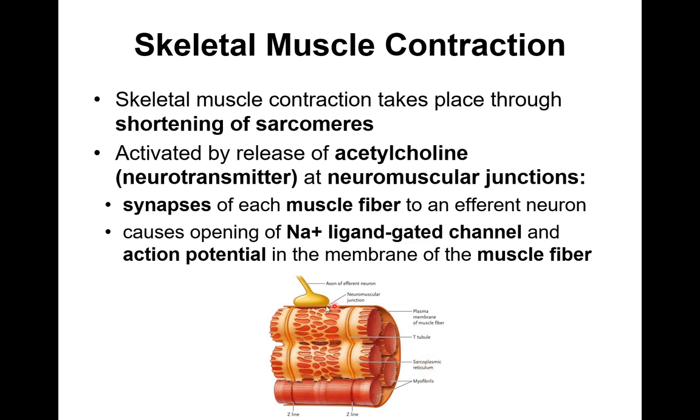Repeating things helps. The binding of acetylcholine with the sodium ligand-gated channel causes an influx of sodium inside the cellular membrane of each muscle fiber, and this causes an action potential, exactly like it happens in postsynaptic neurons. So it causes the formation of an action potential here. How does this translate into contraction?